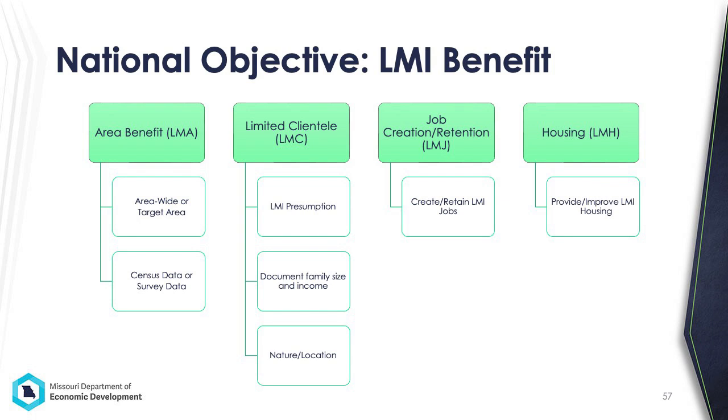Option 2 is requiring documentation on family size and income as beneficiaries participate in the activity so that it's evident that at least 51% of the clientele are persons whose family income does not exceed the LMI limit. This option could also cover projects that exclusively benefit LMI persons by requiring an application and income verification process.